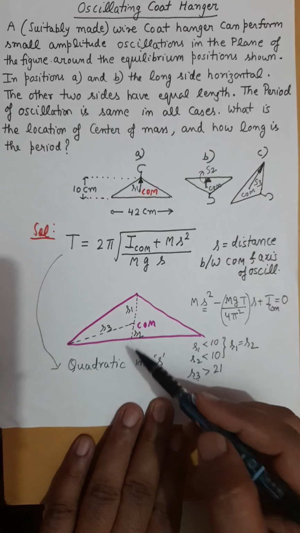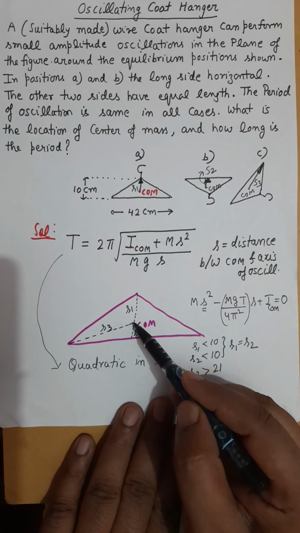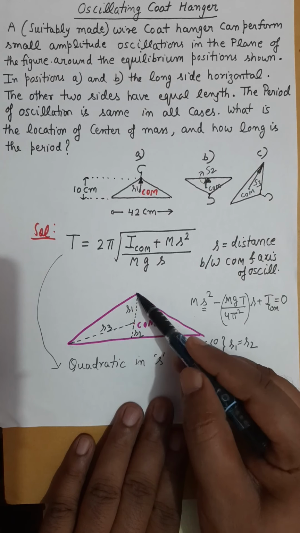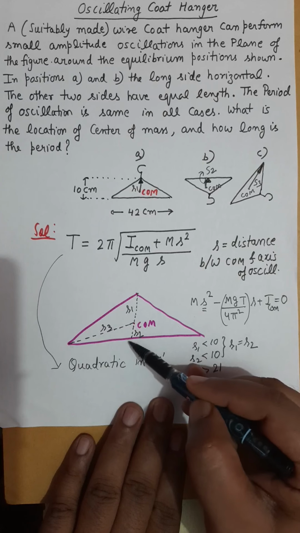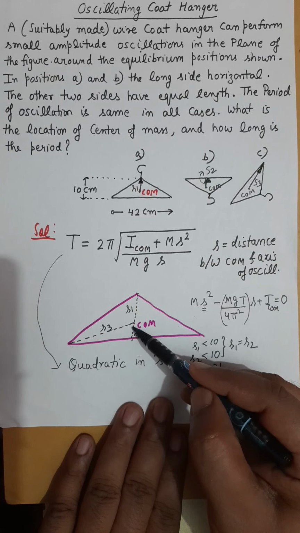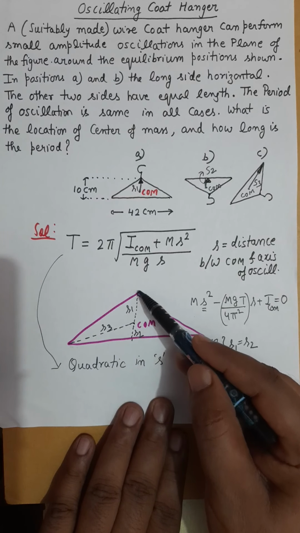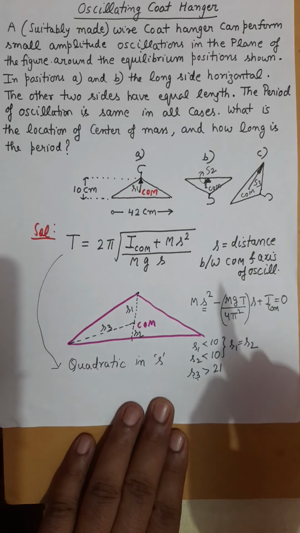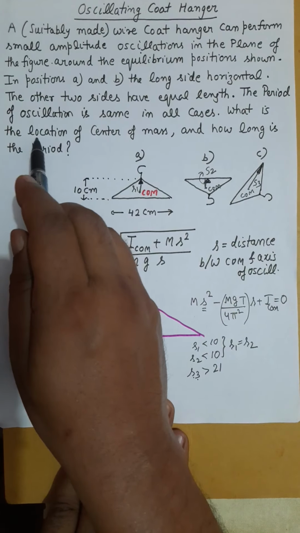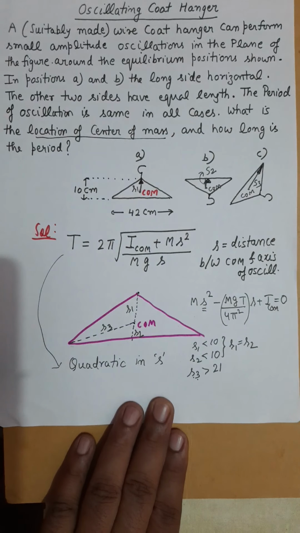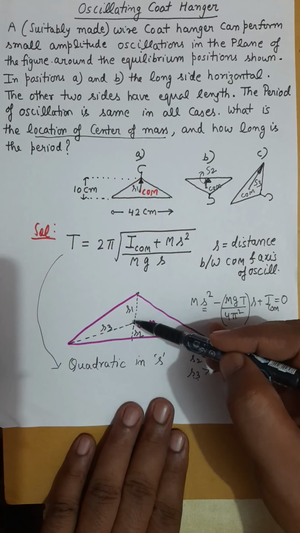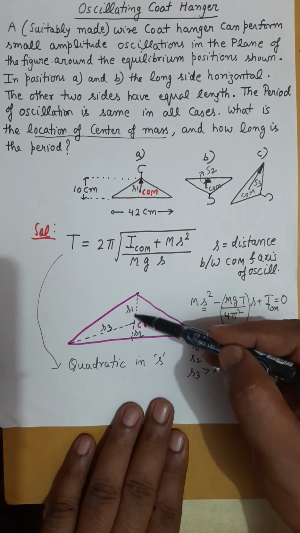And if s1 equals s2, then the center of mass is located at the midpoint of this height, that is 5 centimeter above the base or 5 centimeter below the top vertex. So the first answer, which was the location of the center of mass, is now obtained. Center of mass is located 5 centimeter from the base or 5 centimeter from the top.